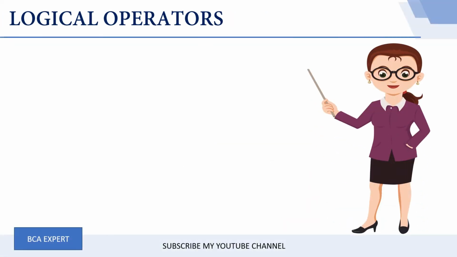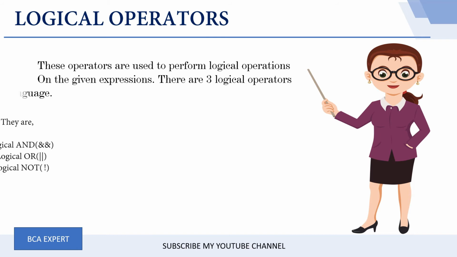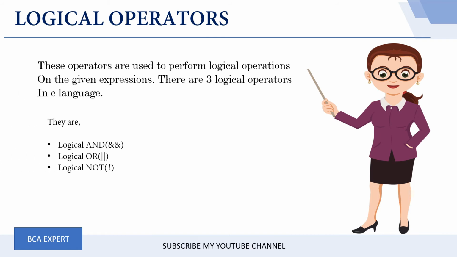We shall now discuss the logical operators. The logical operators used in C programming are logical AND, logical OR and logical NOT. The logical operators are used to perform certain operations on the given expression. First we shall discuss logical AND. For logical AND, both sides, LHS and RHS, must be true for the result to be a true value. If any one of the values is false, then the result is false.